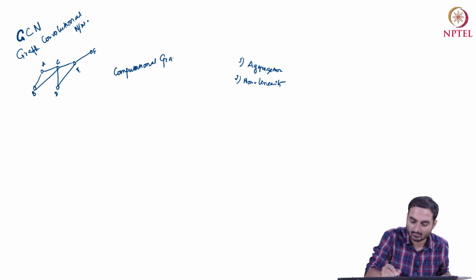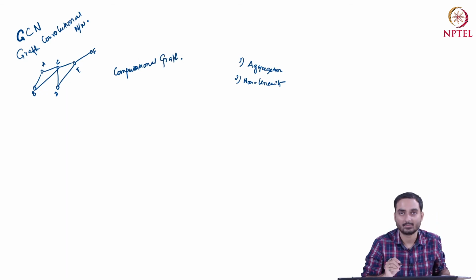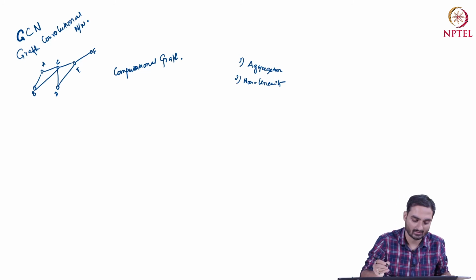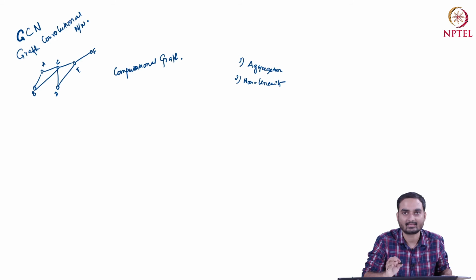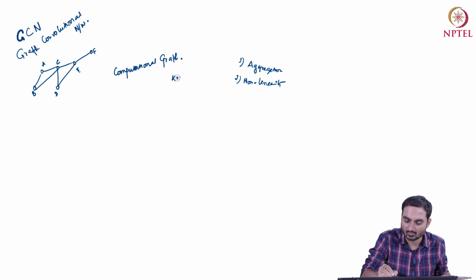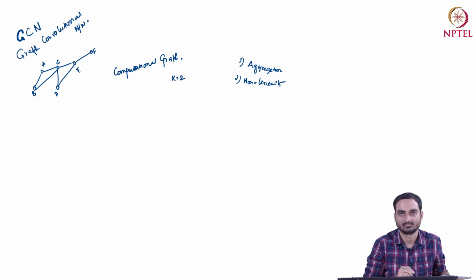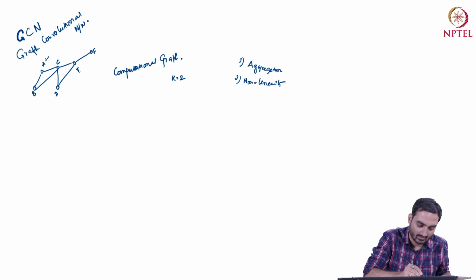Computational graph. Now, remember this computational graph would be different for different nodes. Let us say we fix that the depth of the computational graph would be 2, so we will not move beyond the second hop. Now, for node A, node A will basically receive information from B and C.